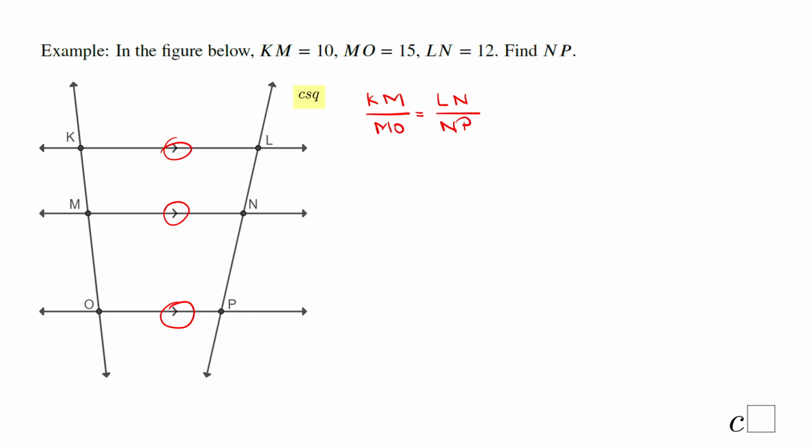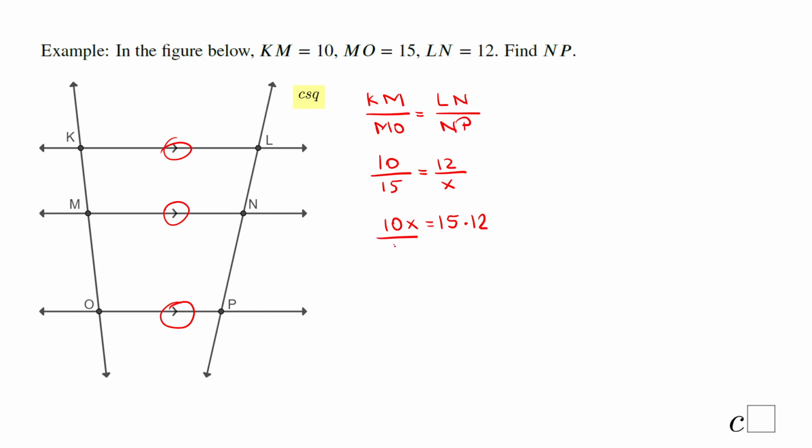Okay, now you can switch this equality. That will not be a problem. Just be sure it's consistent. So now let's see what we have here. We have 10, MO is 15, equals LN is 12, and we need to find MP, which is x. So here we have 10 times x, then x equals 15 times 12.